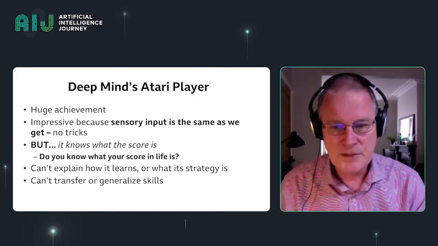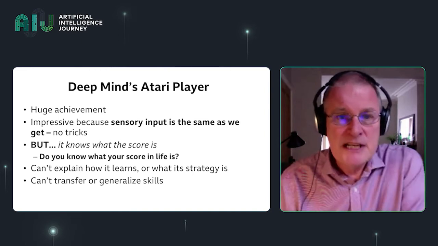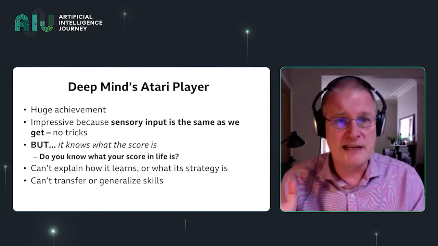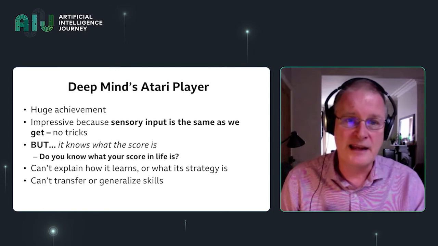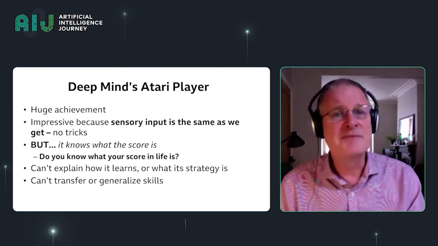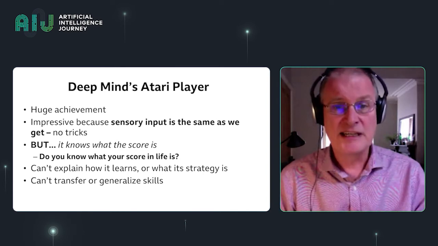It simply experimented until it found that that was the key to very quickly getting a high score. So what do we take away from this? Well, the first thing we take away is that this was a huge achievement, right? This really was a breakthrough moment in artificial intelligence. And the really exciting thing about this is something which may not be obvious to you. What was exciting about this are two things.